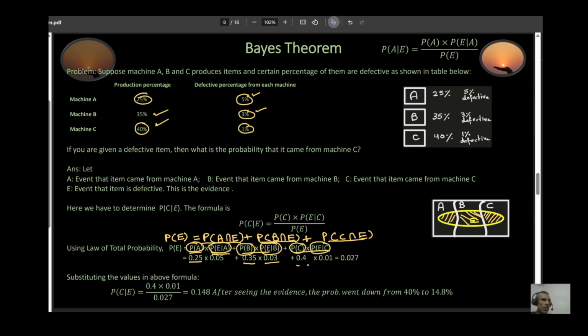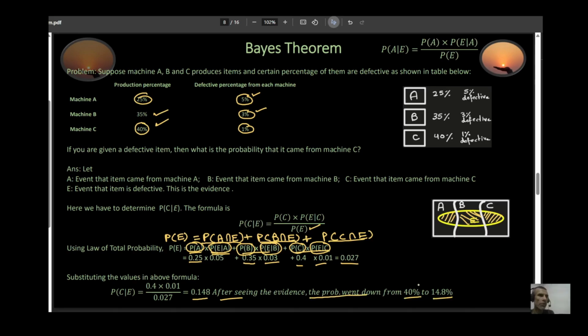So all these values are given, plug in your numbers, and the answer is 0.027. So now I know my probability of E. Substitute your values into the probability that the item came from C, given that it's defective, and your answer will come out to be 0.148. So after seeing the evidence, the probability went down from 40% to 14.8%.